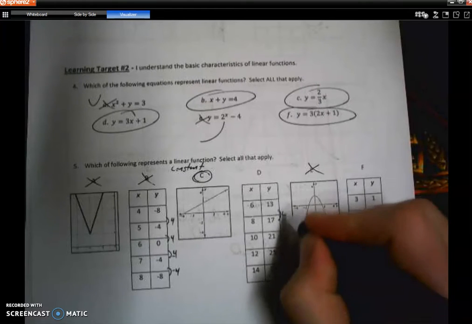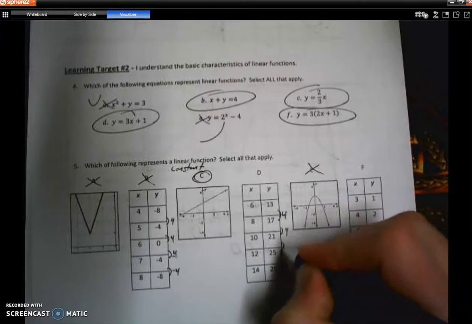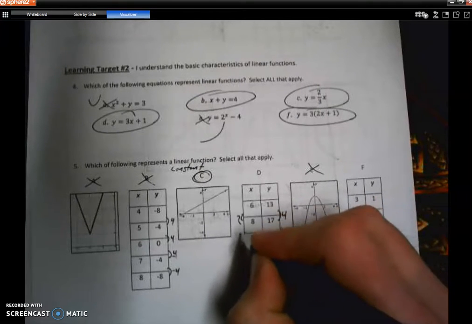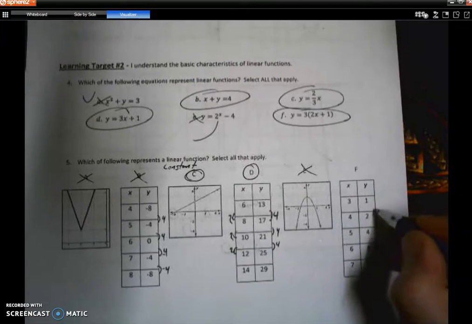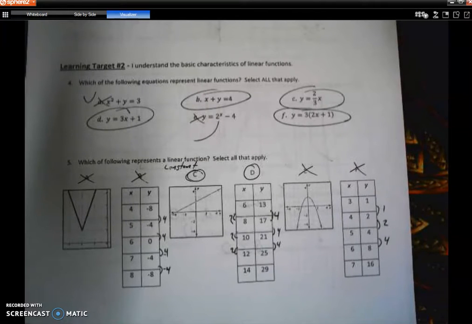Up 4, up 4, up 4, up 2, up 2, up 2. That's constant. D is a linear function. Up 1, up 2, up 4. That's not constant. So the answers are only C and D.